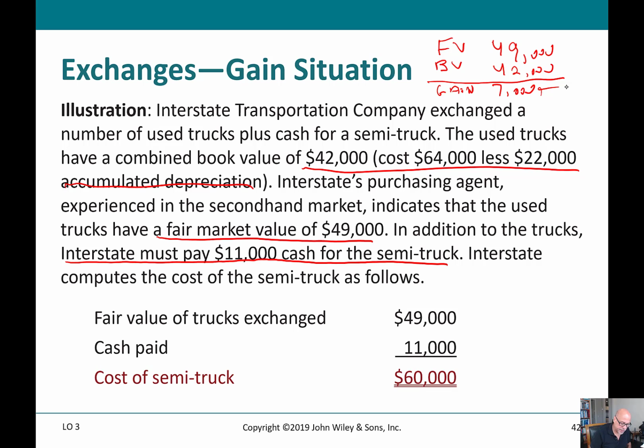So book value of assets given up is the 42,000. That's the book value of the used trucks that I'm giving up. I'll put old trucks there. Used trucks, whatever. Old trucks. That says old trucks, not turkeys, but trucks. You know what I mean. Then what? Then I have the cash.